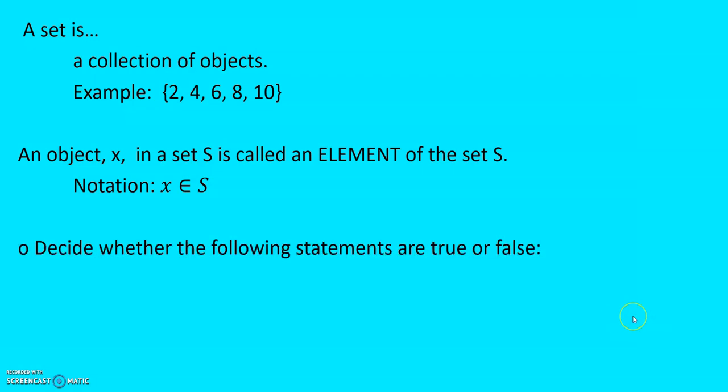Decide whether the following statements are true or false. 3 is an element of {1, 2, 5, 9, 13}. 3 is not in that set, so it is false. 0 is an element of {1, 2, 3}. 0 is not an element of that set, so it's false. 1/5 is an element of {1/3, 1/4, 1/6}. It is not in that set, so it is false.